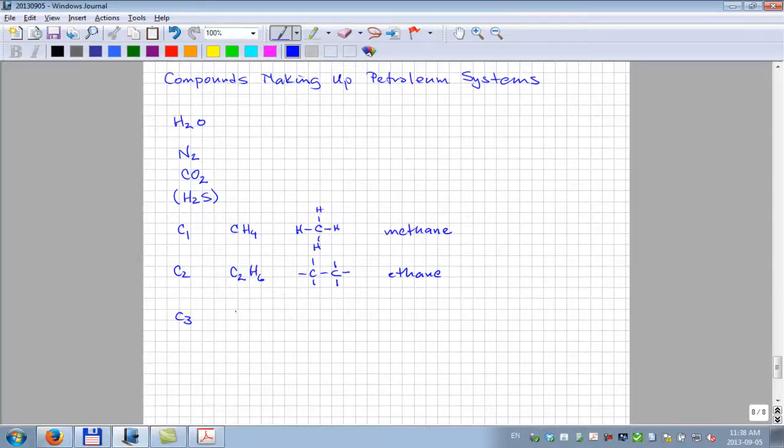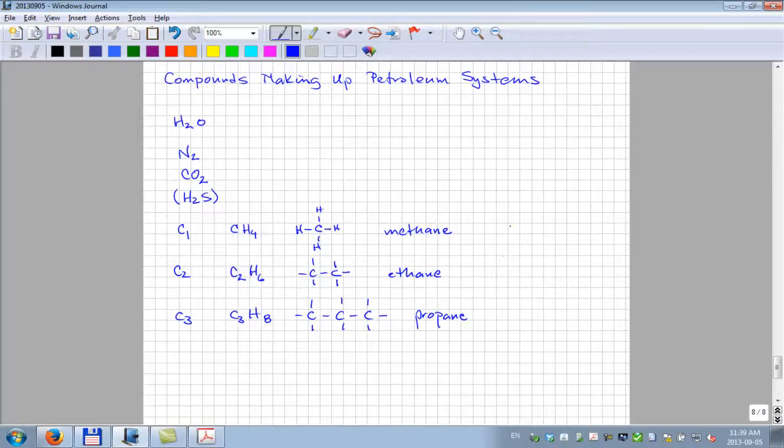And then the propane we just looked at is C3. And let's see how many hydrogens we've got. We chain them up like this, the carbons together. 1, 2, 3, 4, 5, 6, 7, 8 hydrogens. Propane.